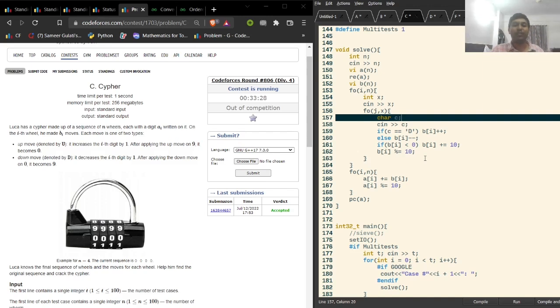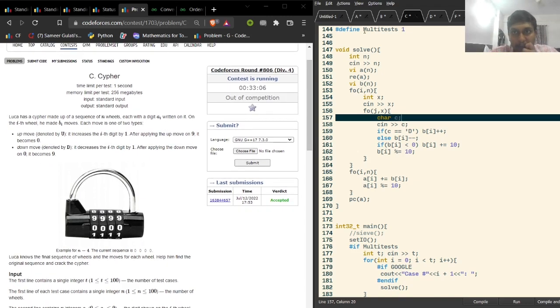I can't have BI equal to -100. That will be very confusing for me. So if my BI goes negative at some point, I'll just add 10 so that it stays between 0 and 9. And if it goes 10 and above, I'll just mod it by 10 so that it again stays between 0 and 9. And finally, I will add the number of down moves that we have to the final answer and just print the answer. This should give the correct solution.